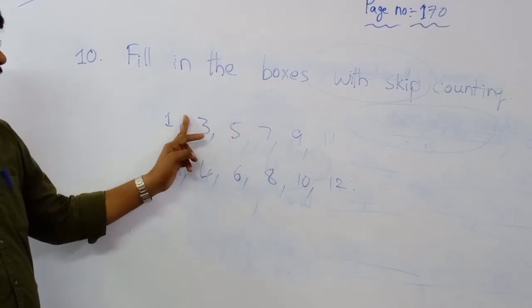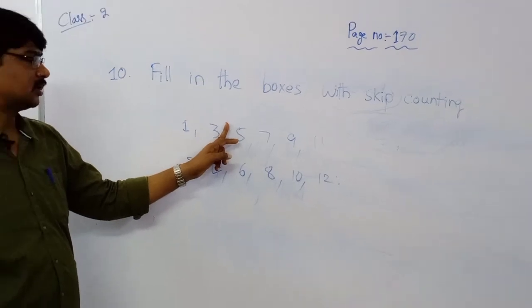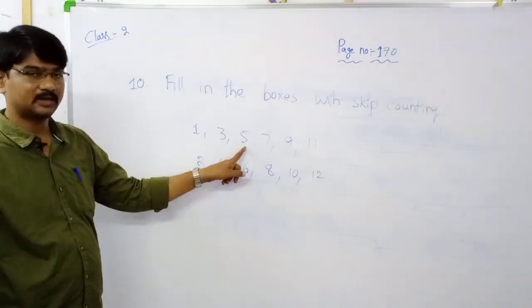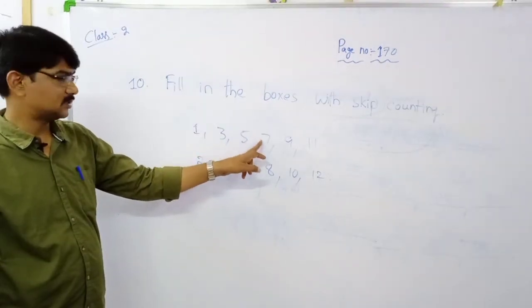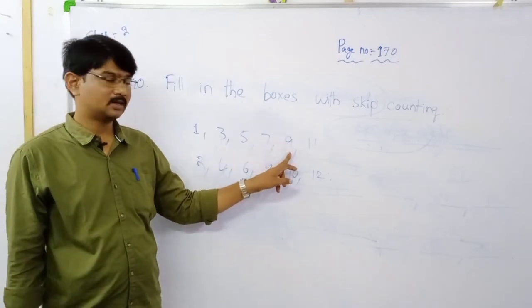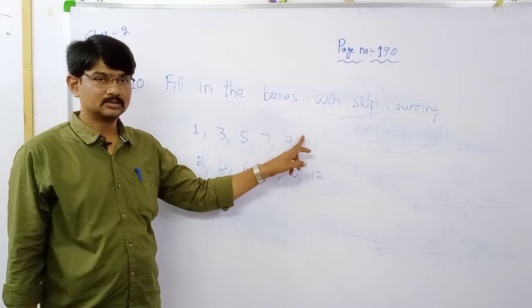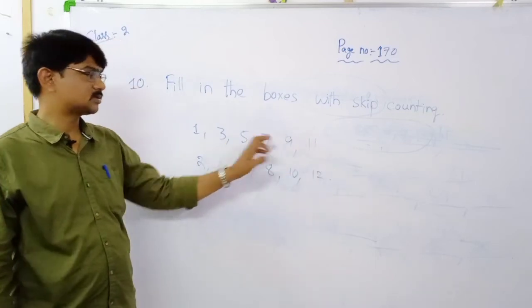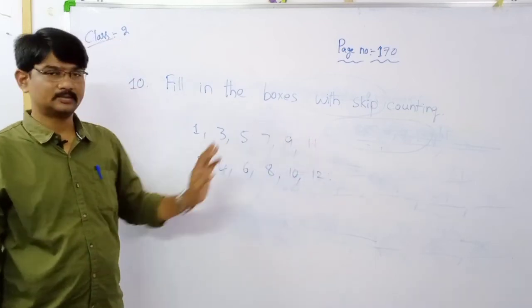One number leaving and next number writing. One number 4 is leaving here, 5 writing. 5 after 6 leaving and 7 writing. 7 after 8 leaving and 9 writing. 9 after 10 leaving, 11 writing. This is called skip counting.